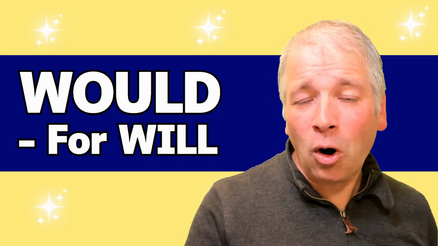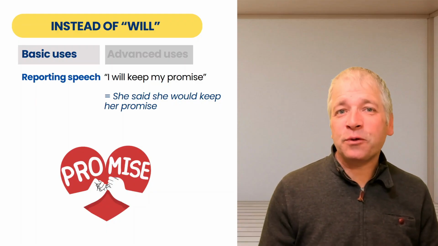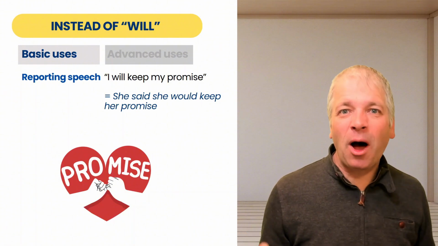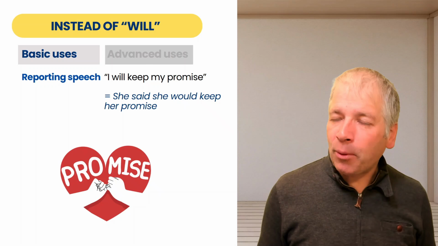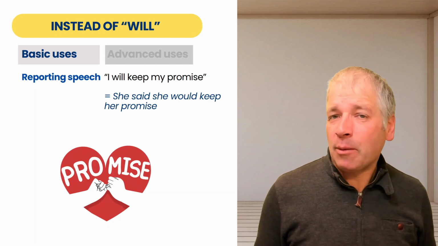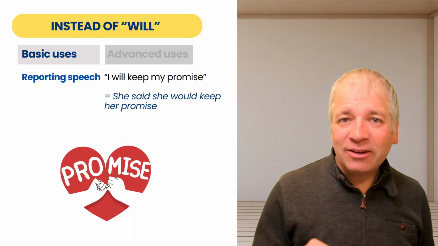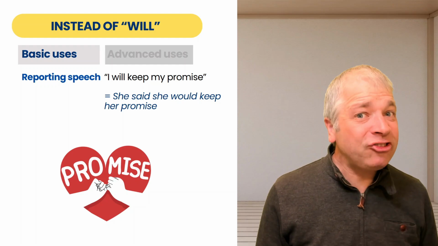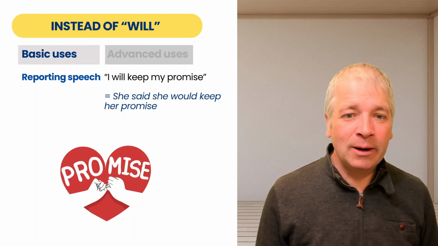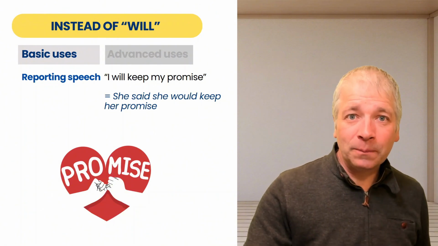And now some more on using would for will. It's important to note first that would is not always the past of will, but in many cases it is. For example, with reporting speech. If someone says to you, I will keep my promise, and then you repeat that promise to someone else, you'll probably tell the other person, she said she would keep her promise. So here, because we're reporting speech, we change the will into would.